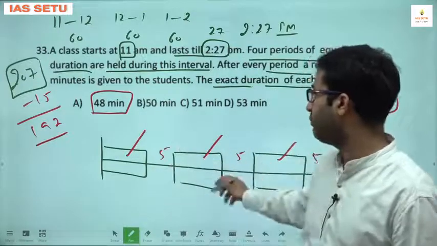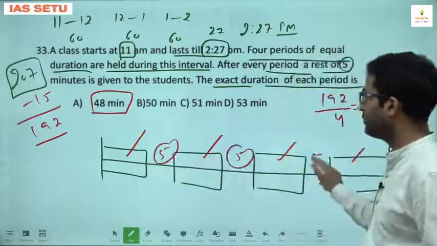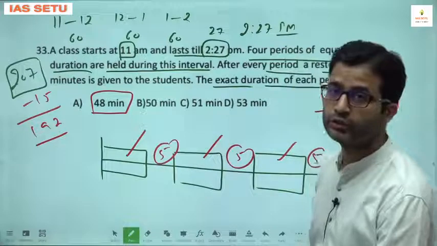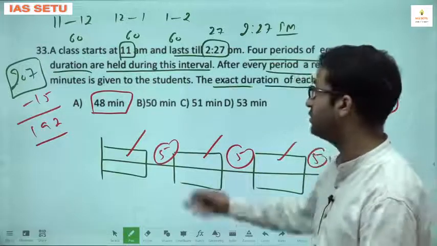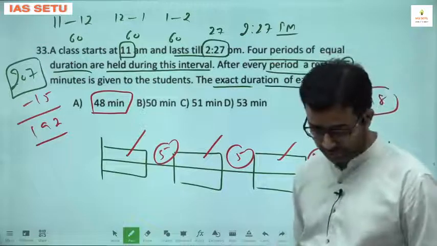There are 3 gaps of 5 minutes. So 15 minutes we deduct. So here the total duration for the periods is 192, where we have 4 periods. So here this is 192 divided by 4, we get the answer.